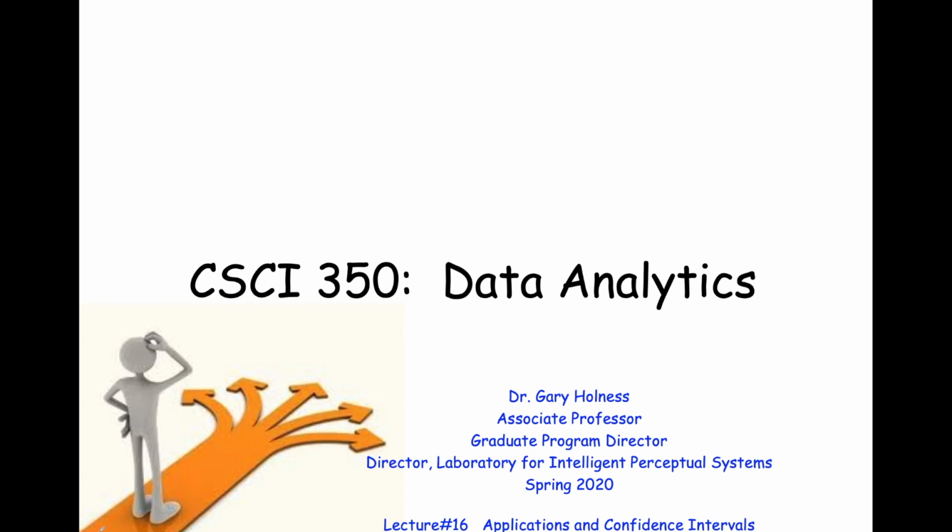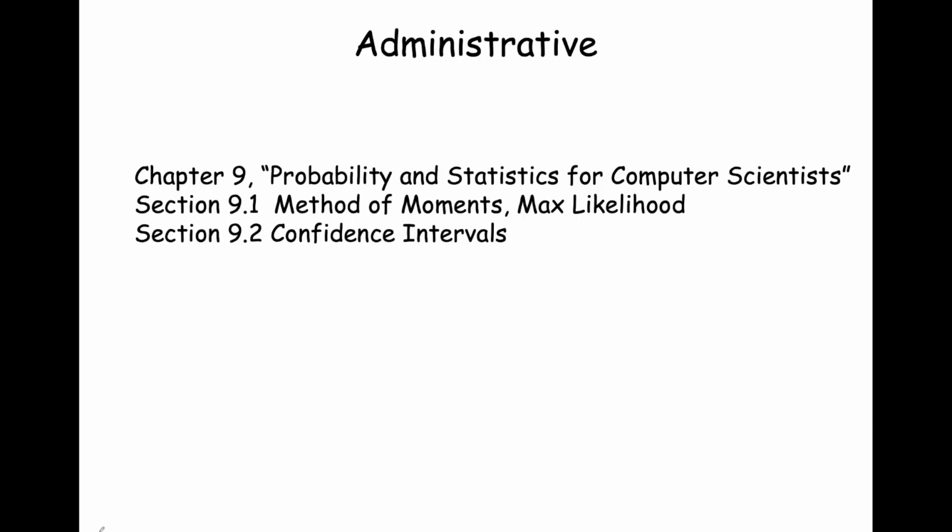In today's module, we will talk a little bit about applications of some of the stuff that you've been learning this semester. And we'll also talk about confidence intervals. I don't expect to finish all of this in this sitting. I might shorten it a little bit, but certainly we will go over the balance of it on Thursday. So the reading for this material, Method of Moments and Max Likelihood, is all from Chapter 9, specifically Section 9.1 in the main text. And confidence intervals can be found in Section 9.2 in the main text.